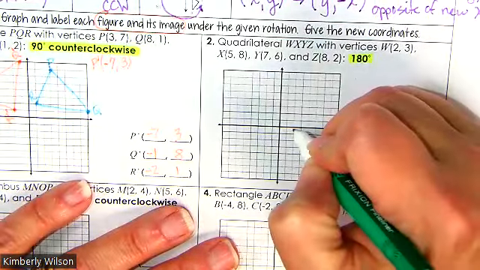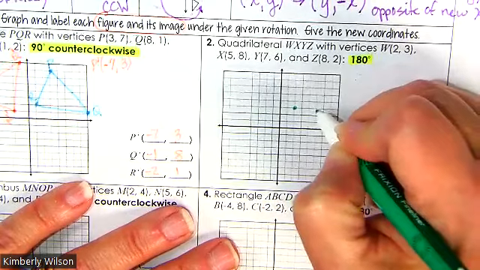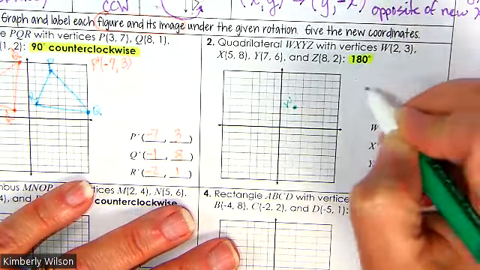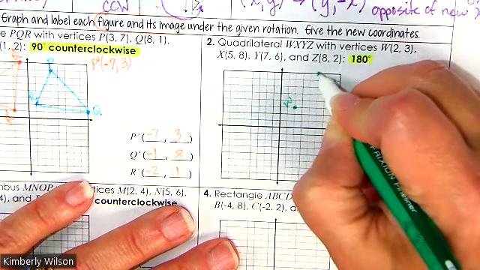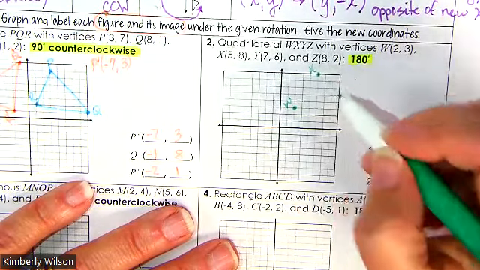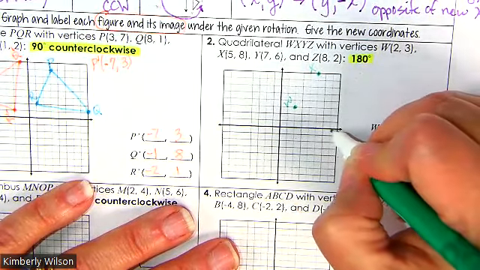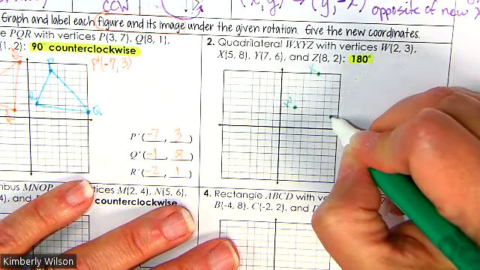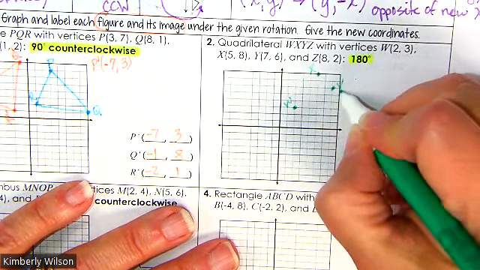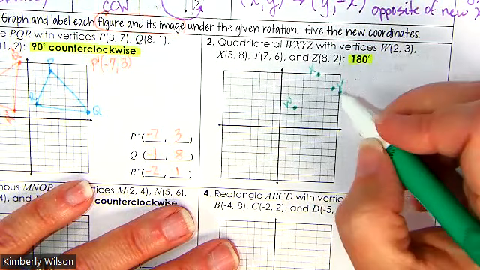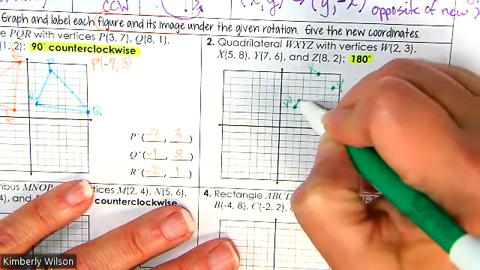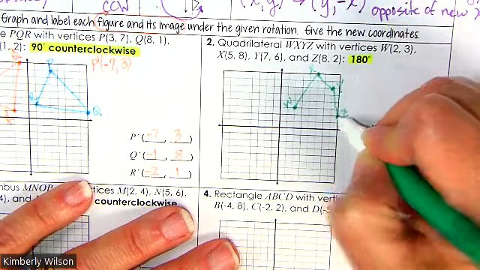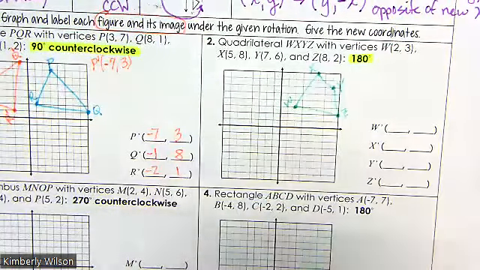Okay, next one, number 2. Plot the points real quick. 2, 3. There's W, 5, 8. That's X. Y is 7, 6. And then we have Z, which is 8, 2. And we connect the dots.